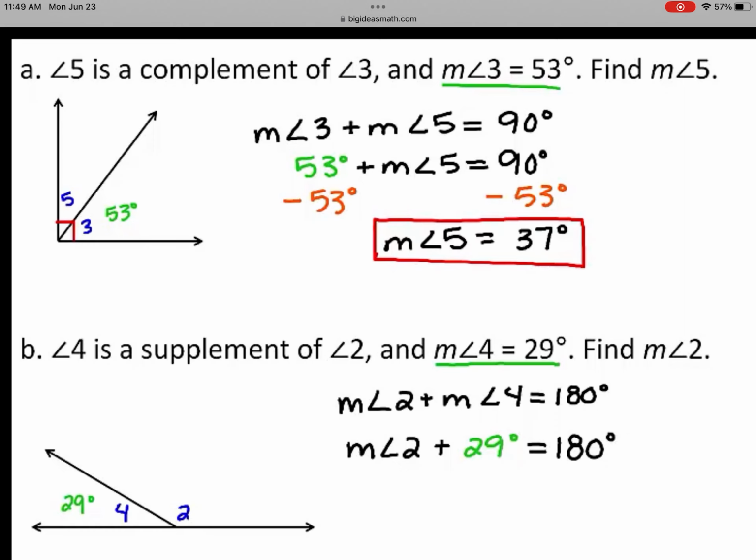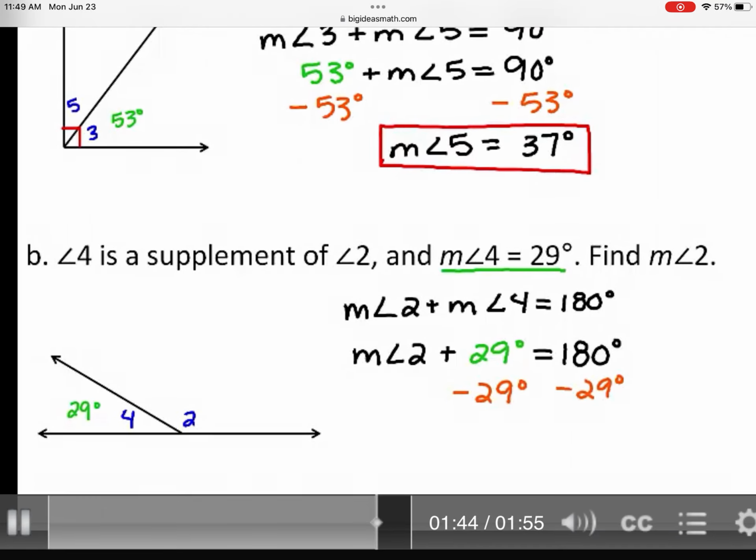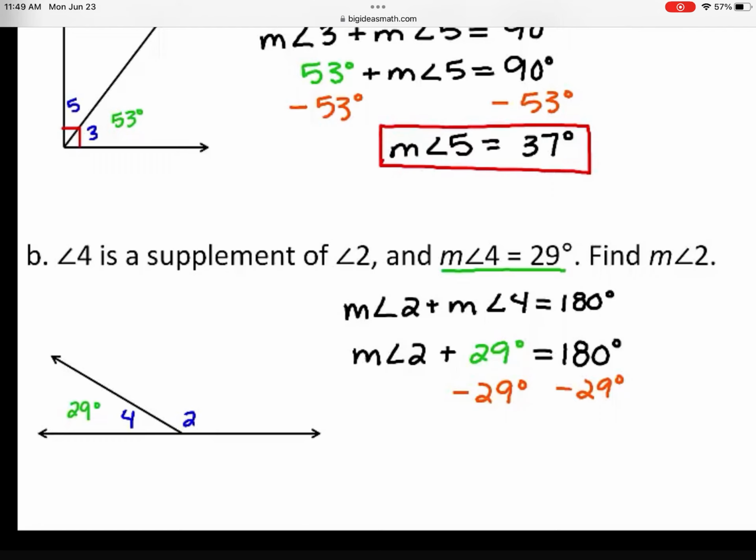To solve for the measure of angle 2, you can subtract 29 degrees from both sides of the equation. This gives you the measure of angle 2 equals 151 degrees. Therefore, the measure of angle 2 is 151 degrees.